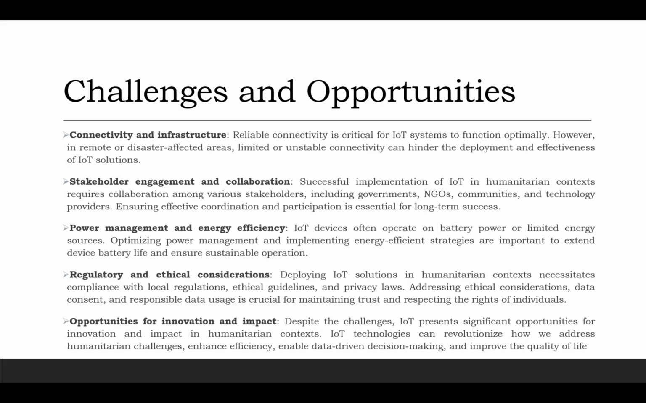Further challenges and opportunities include connectivity infrastructure, stakeholder engagement and collaboration, power management and energy efficiency, regulatory and ethical considerations, and opportunities for innovation and impact, where IoT presents significant opportunities for innovation and impact in humanitarian context. These technologies can revolutionize how we address humanitarian challenges, enhancing efficiency and enabling data-driven decision making.